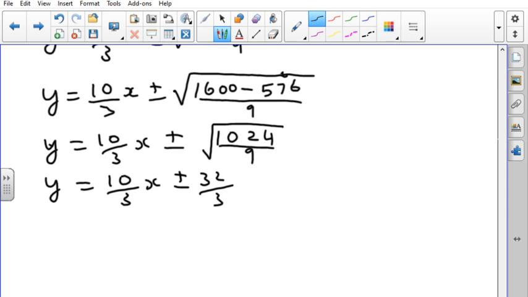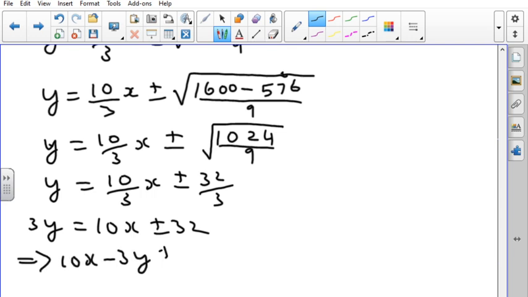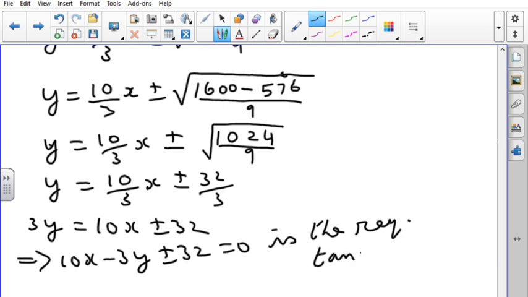So, now this side LCM is 3. So, we can multiply throughout by 3. So, we get 3y is equal to 10x plus or minus 32. So, which gives us 10x minus 3y plus or minus 32 is equal to 0 is the required tangents. So, here also we have two tangents, one with plus 32 and the other is with minus 32.